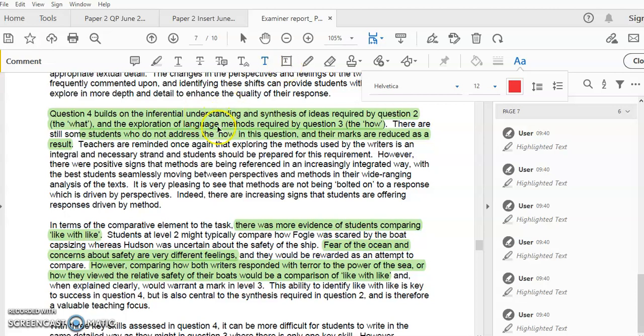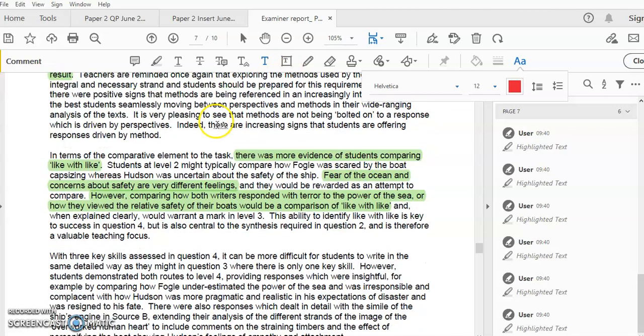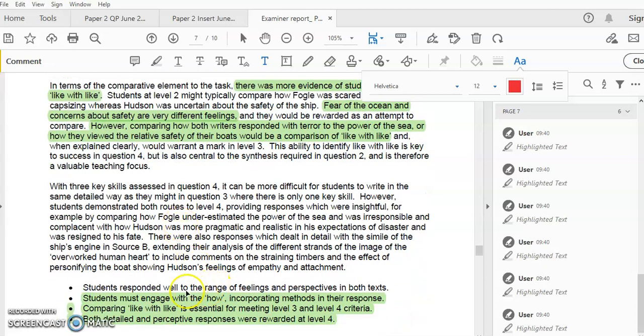Right, so another thing to remember here is that you do also want to be engaging with those methods, and don't forget that a method here is more or less anything. It could be the tone they use, it could be structurally how they structure the text, it could also be things like language features they've used or word choice.